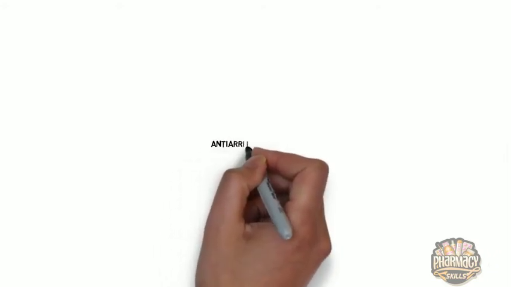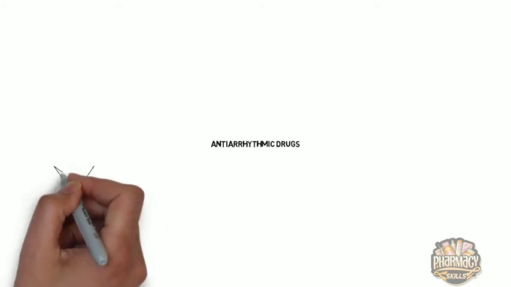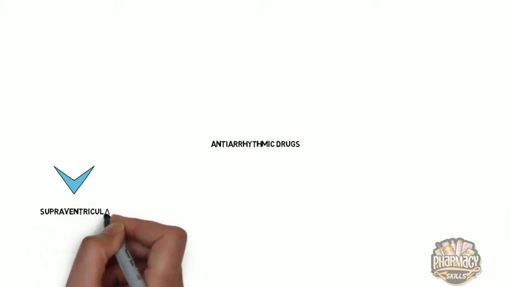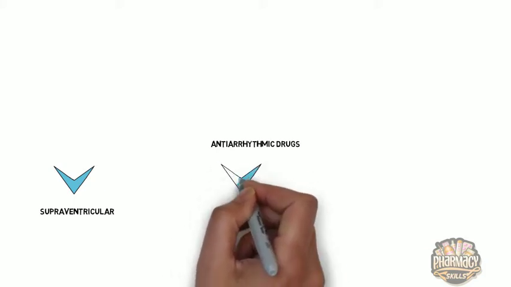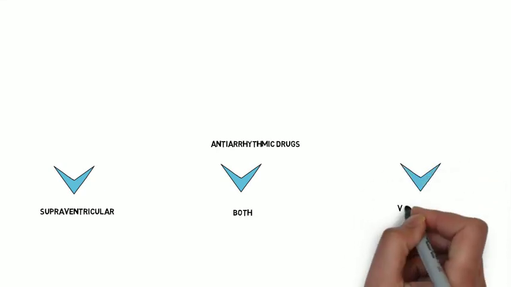We're looking at the cardiovascular system in this course, and this chapter focuses on drugs for arrhythmias. Drugs used in arrhythmias are known as antiarrhythmic drugs, and they can be classified according to those that act on supraventricular arrhythmias, in other words, arrhythmias originating in the atria, or those that act on both the supraventricular arrhythmias and the ventricular arrhythmias. And then we have those that act on the ventricles. Now we will explore the three groups.